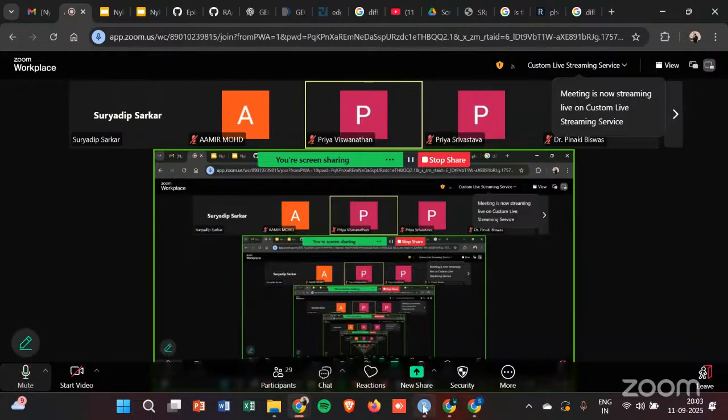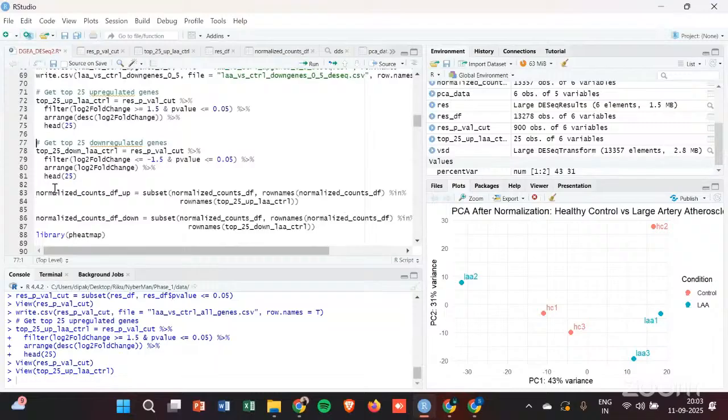Okay, let us continue. Similarly, I will also get the top 25 down-regulated genes, right? So these are the genes which were the most down-regulated in LAA with respect to our controls. It is the same logic to filter them out, but here we are only considering genes which are less than or equal to minus 1.5.